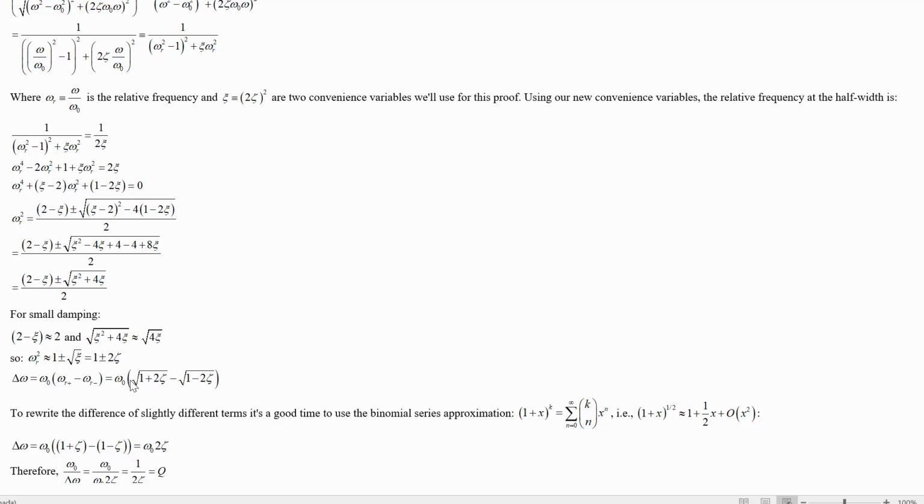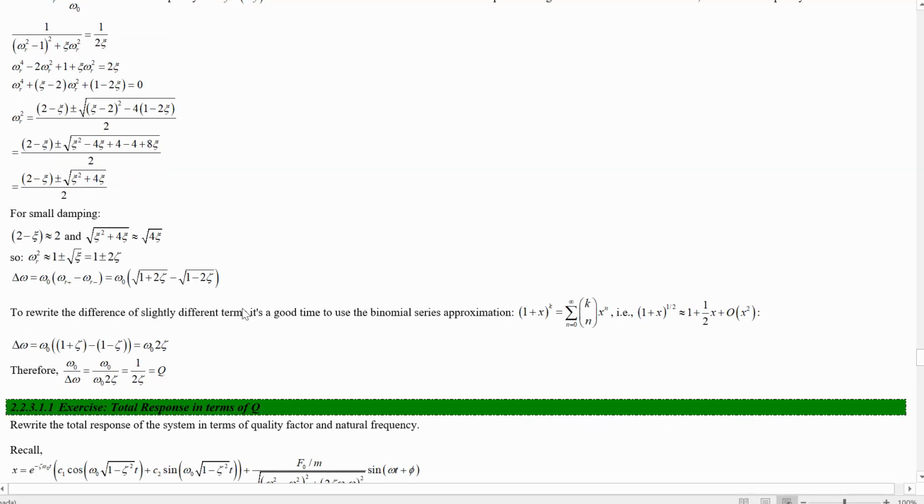So remember that omega r relates to the frequency we're actually looking for by multiplying by omega naught. So after we put that through, we can finally see that the half width is omega naught, omega r positive minus omega r negative, and that ends up being this.